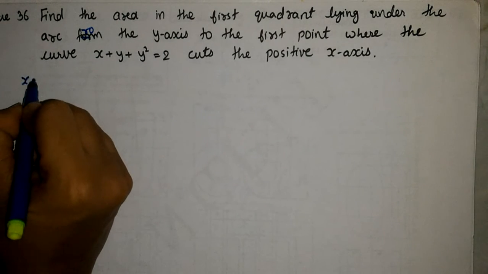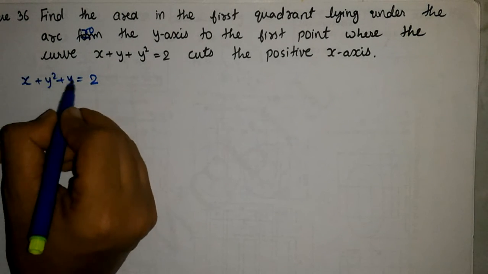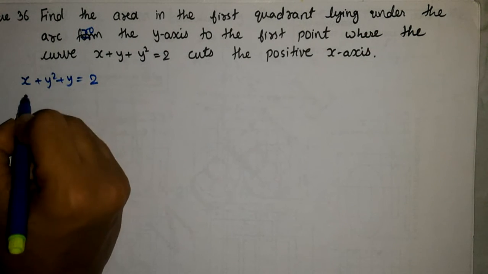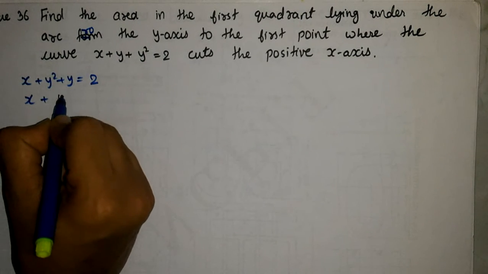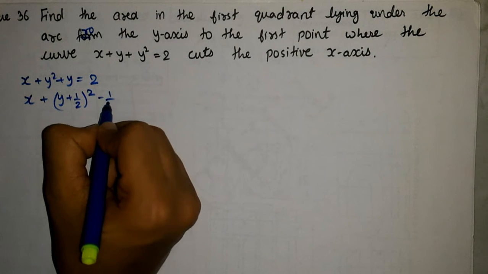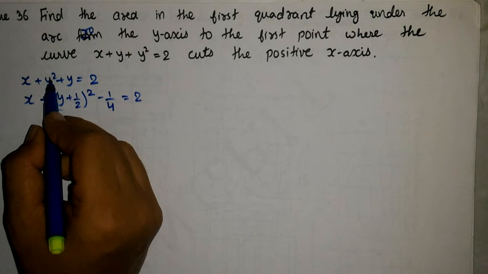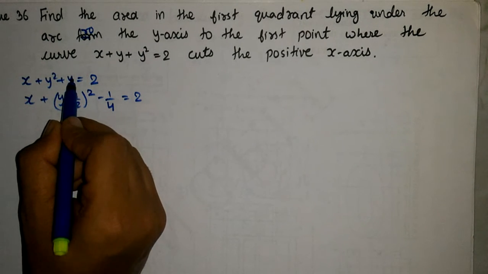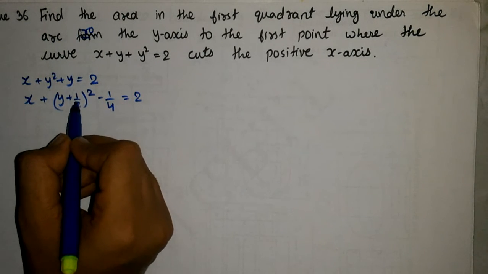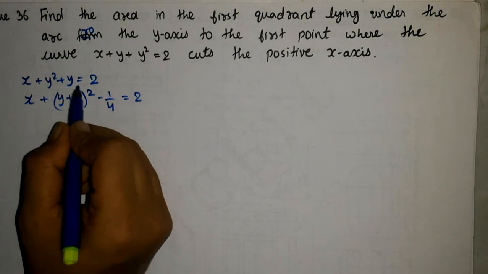So we get x plus y square plus y is equal to 2. We can see it's a type of parabola, so let's convert this into the form of a square. We get x plus (y plus 1 by 2) whole square minus 1 upon 4 is equal to 2. Here we took y square and the term y divided by 2, made a whole square, and separated the extra square term.